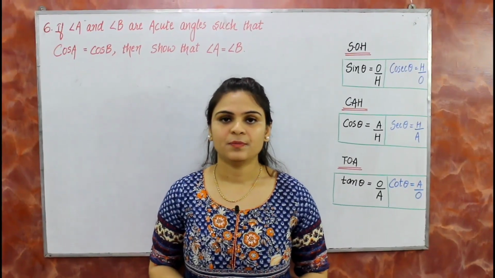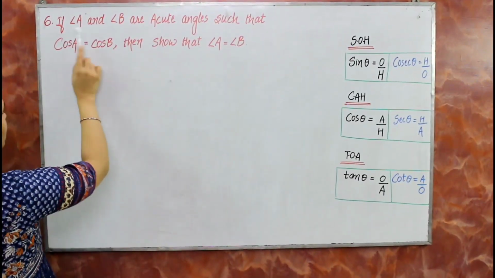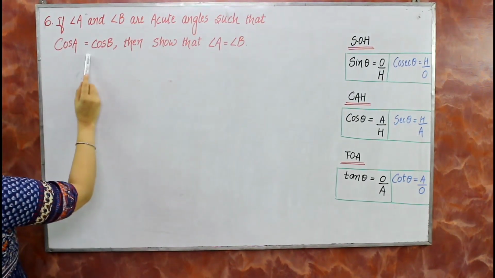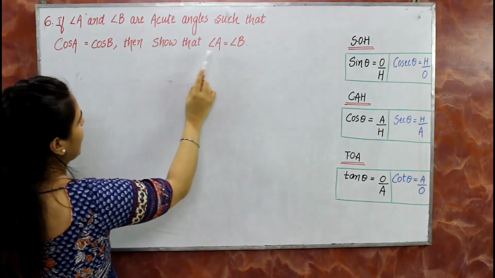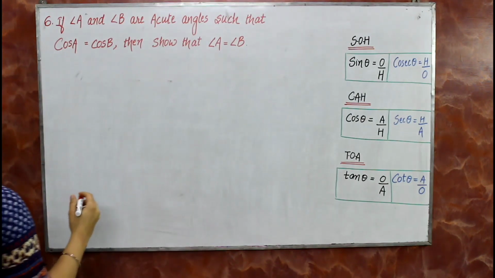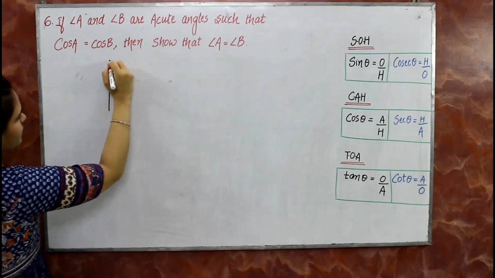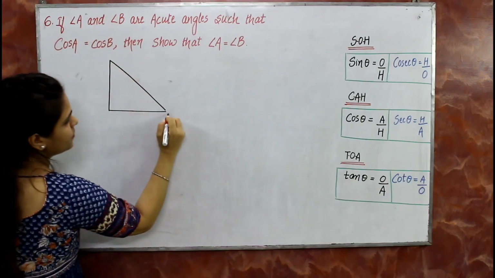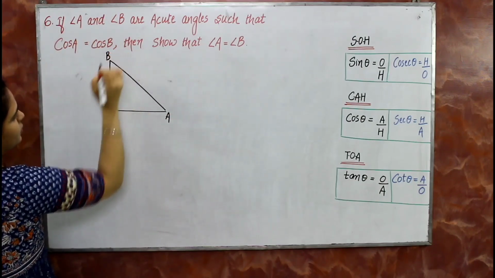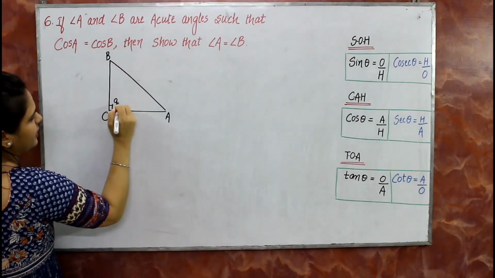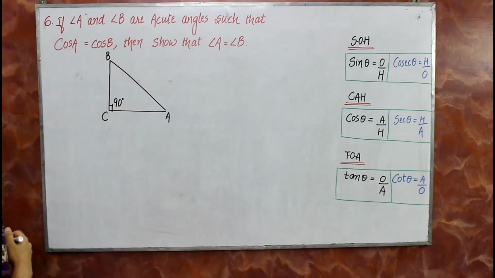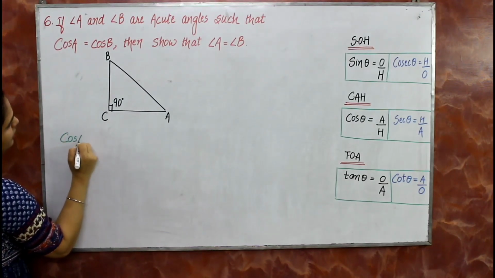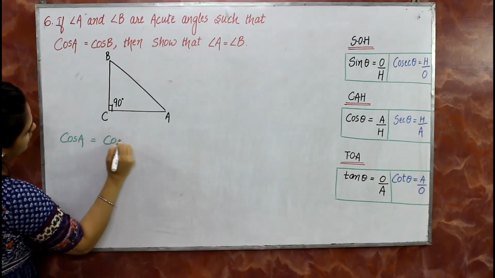So question number 6 is, if angle A and angle B are acute angles such that cos A is equals to cos B, then show that angle A is equals to angle B. Let's make a right angle triangle first, in which angle A and B are acute. So these two are acute angles. So angle C will be 90 degree. Also, one information is given that cos A is equals to cos B.